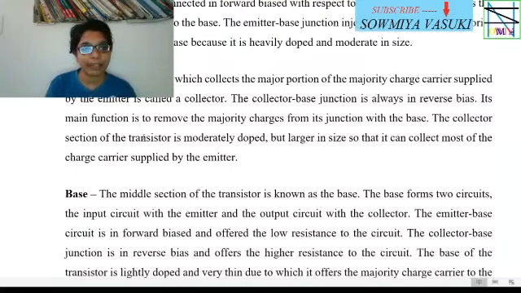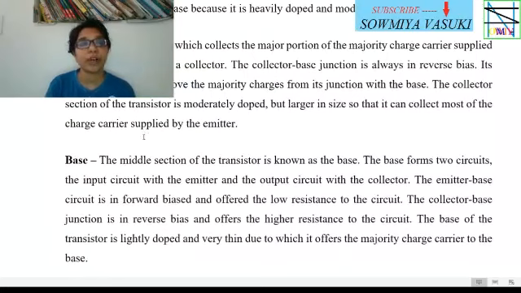The last one is the base. The base is the middle section. The middle section of the transistor is known as the base. The base forms two circuits: the input circuit with the emitter and the output circuit with the collector. The emitter is the input circuit and the output circuit is the collector. The emitter base circuit is in the forward direction and offers low resistance to the circuit. The collector base junction is in reverse bias and offers higher resistance to the circuit.